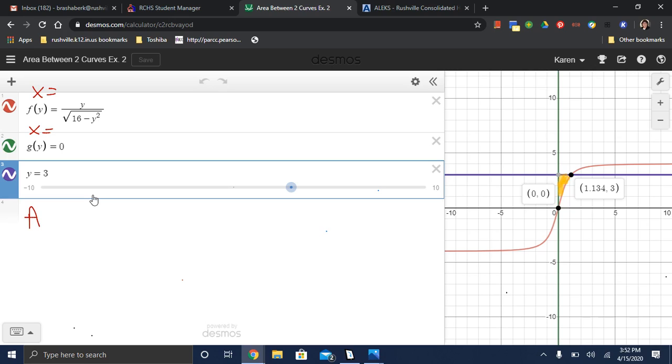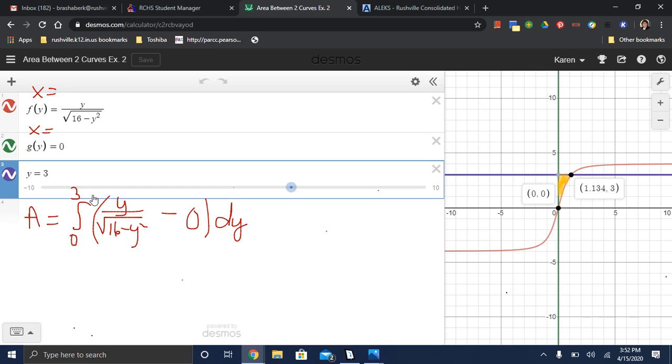Our area will be found by doing the integral from 0 to 3, again using the y's. We'll have our right curve, which is f of y. That's going to be y over the square root of 16 minus y squared, minus our left curve, which is 0. And then this is in terms of y, so we'll have dy.